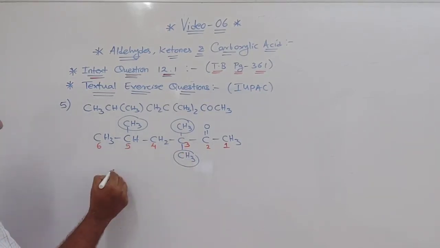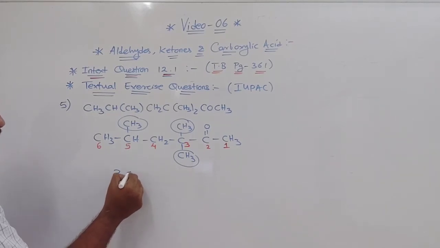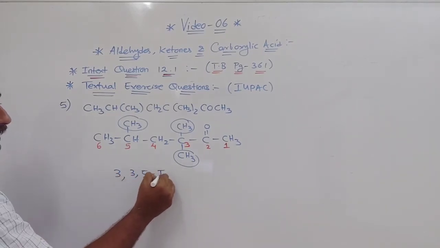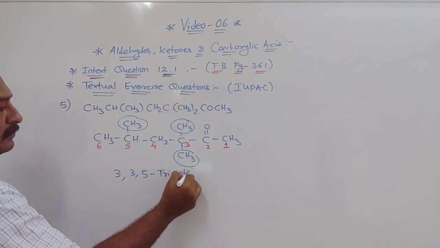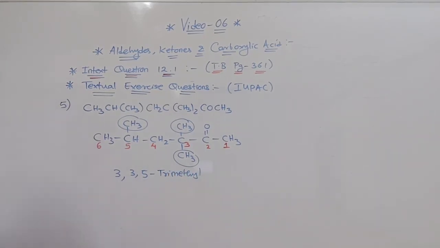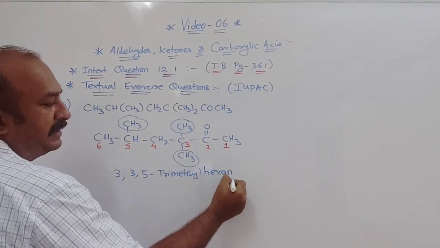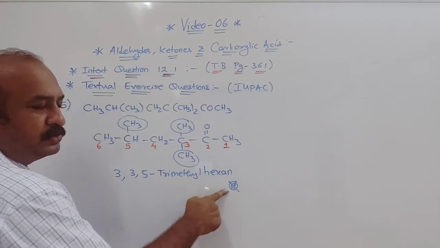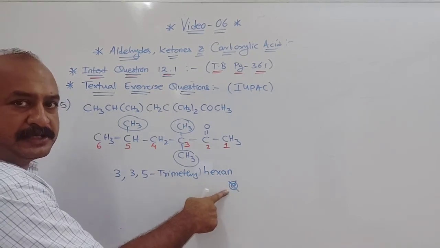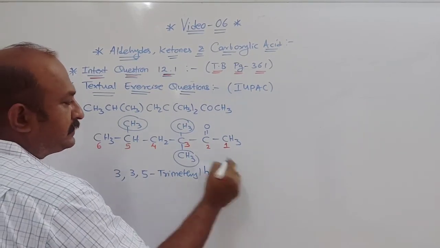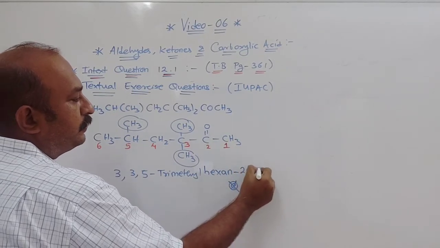So when we write the name, it will be 3, 5 trimethyl. What is the name? 3, 5 trimethyl. Then 6 carbons means hexane, and from hexane E is eliminated. This you need not write. This is only for your explanation. Okay. So dash second position 2 dash ON.